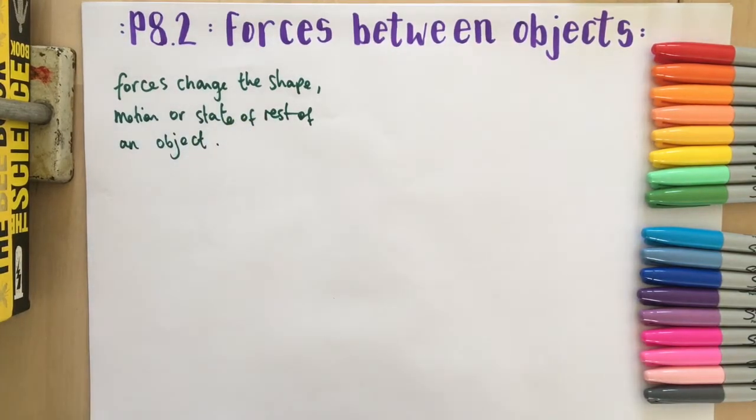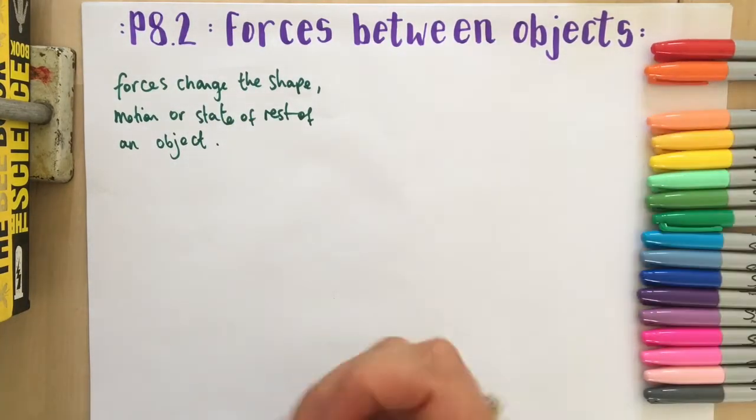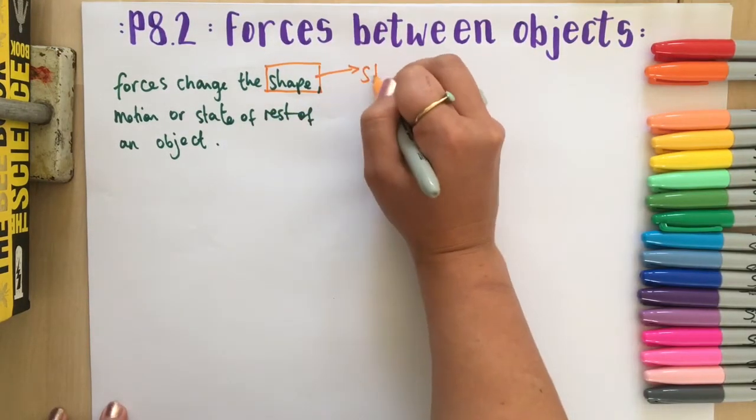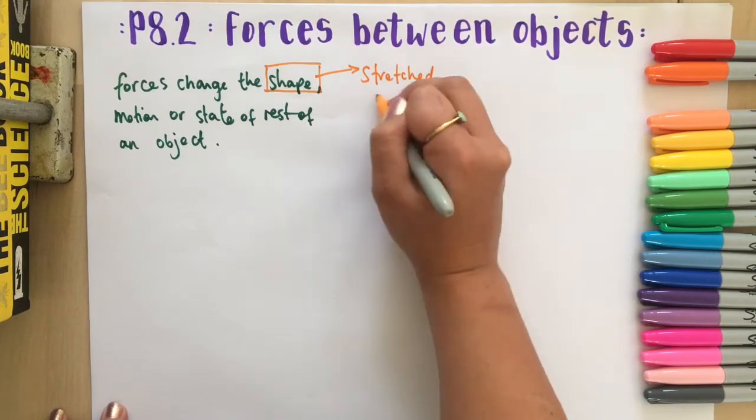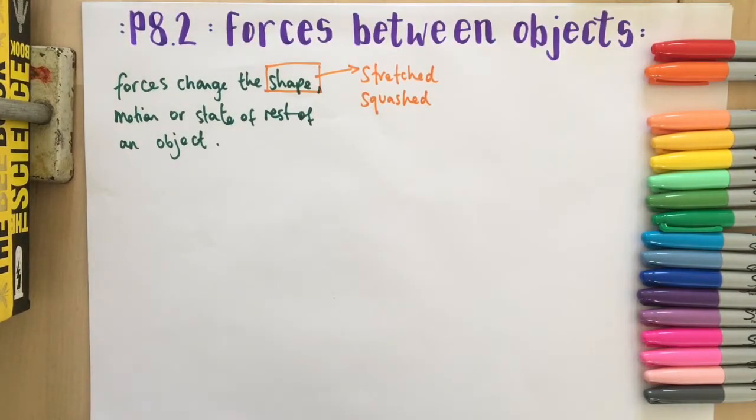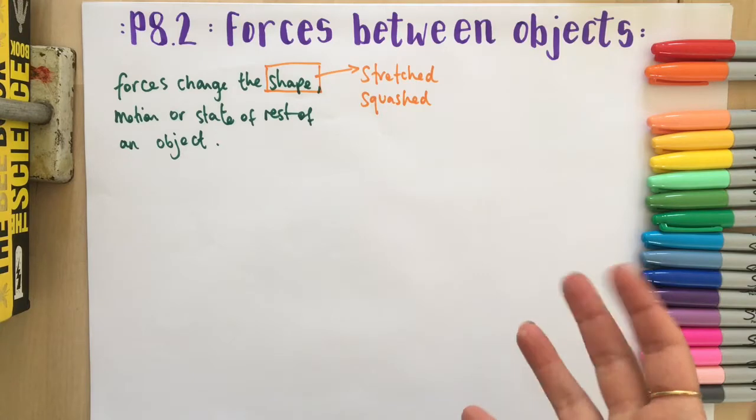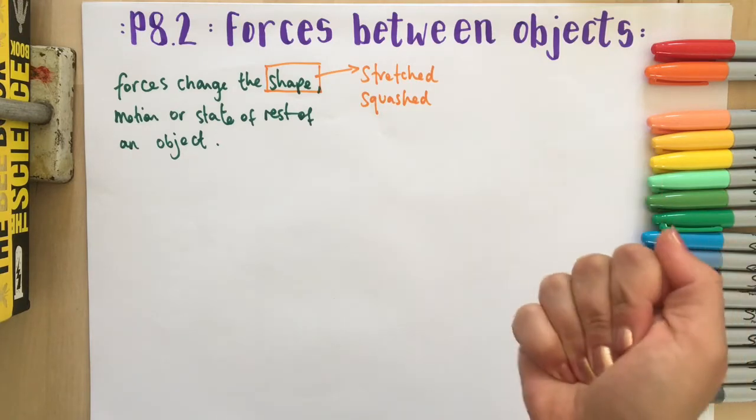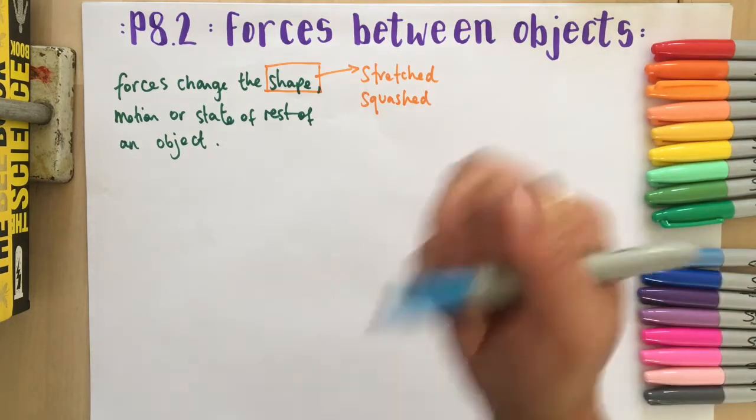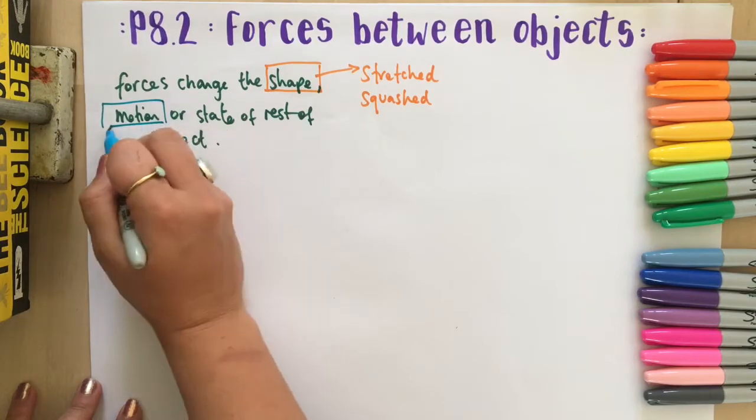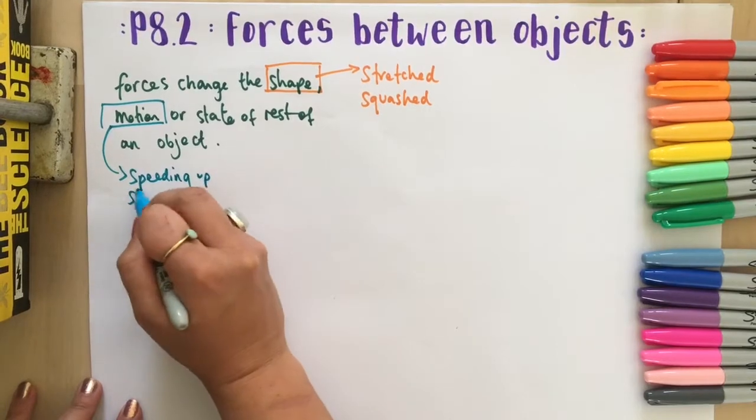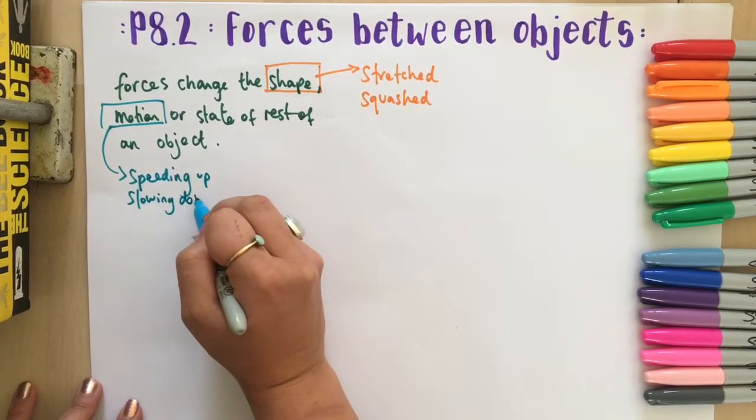Okay, so let's think about what this actually means. When we're talking about forces changing the shape of an object, we're talking about it being stretched or squashed. If we've got a spring and we apply force to the spring, then we're going to stretch the spring. If we've got a stress ball and I apply force on it, then I'm going to squash it. When we're talking about motion, we're talking about, are we speeding it up, slowing down, or changing direction?